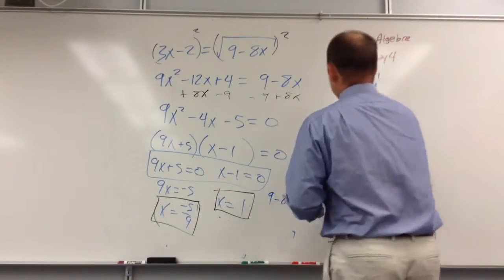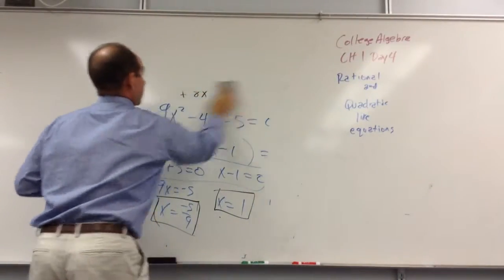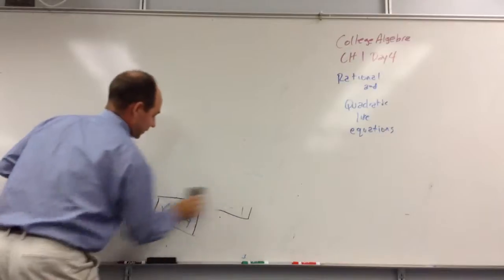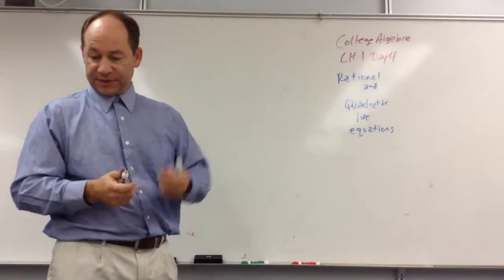Let's do a better equation here. The other two examples are both what we call quadratic-like equations. When I say quadratic-like, that means they're to the second degree.